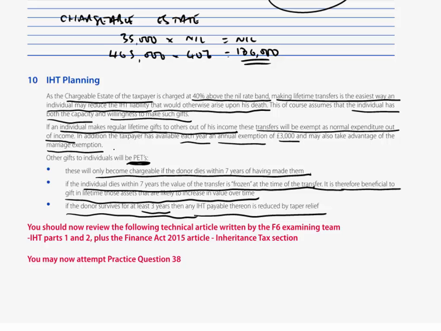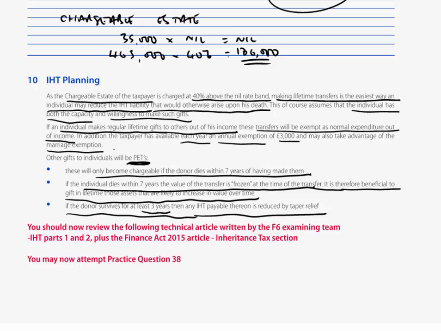So if we give in lifetime, be careful about what assets you do give, because we know, going back now to our study of CGT, that a gift in lifetime represents a chargeable disposal. So if the asset being gifted is a chargeable asset, then gains may arise. So we don't want to therefore create a further tax charge in seeking to avoid another tax charge. So we've got to be careful about what assets we give and when we give them.